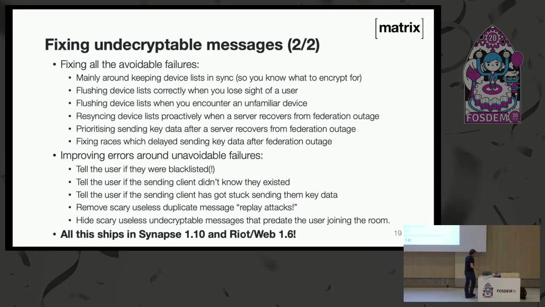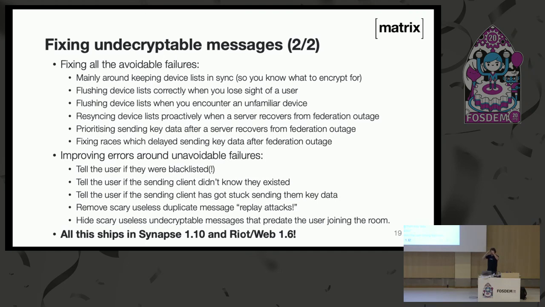And the idea, I guess, is that there are all different classes of cache invalidation problems, that your server knows what devices it thinks are in a room, it needs to replicate that data with other ones.